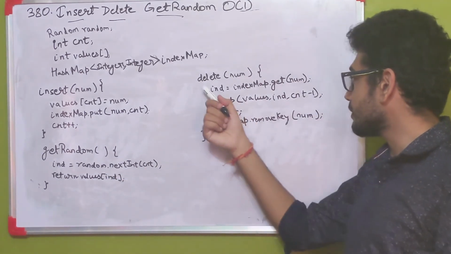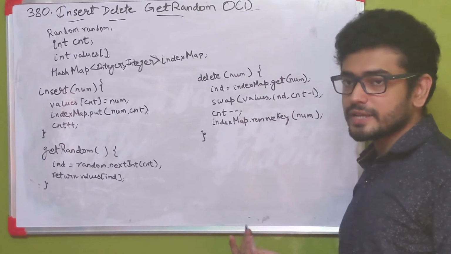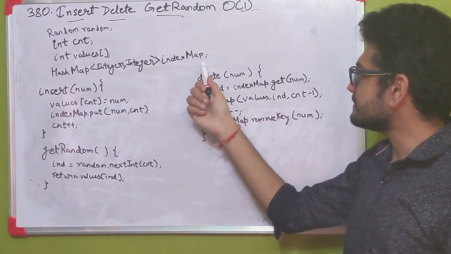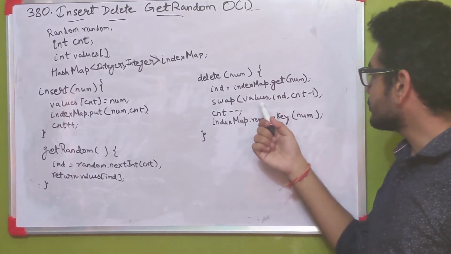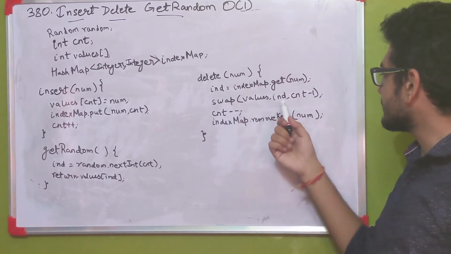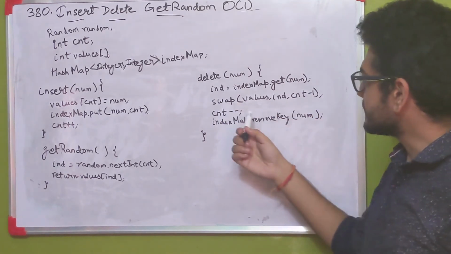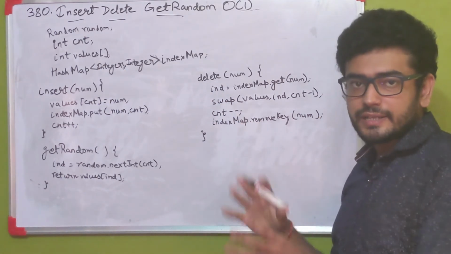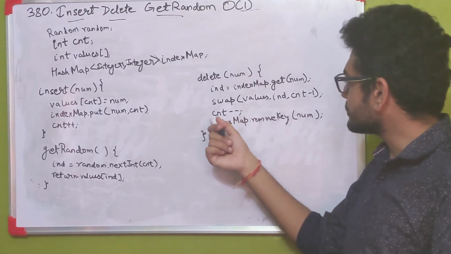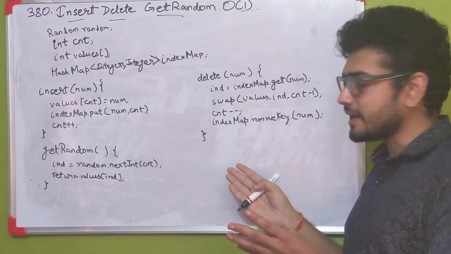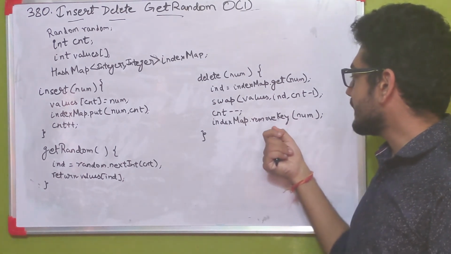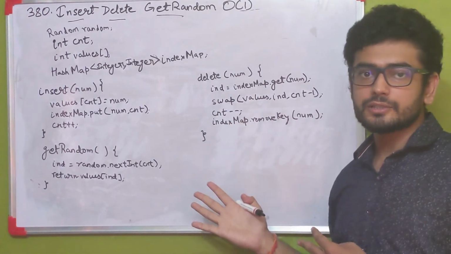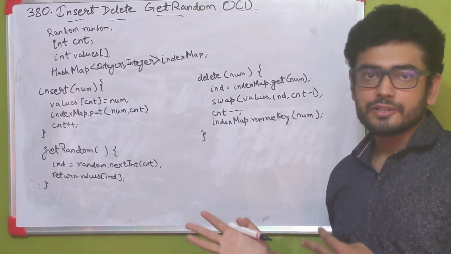Now the third and most important operation is the delete operation. We find the index corresponding to the number from the index mapping hash map. Then we swap the value at that index with the last element in the values array. Since we want to delete the last element that we have swapped, we reduce our counter. And since the last element has been deleted, we can safely remove it from our index mapping hash map. So this is the way we can perform all these operations in just O(1) time complexity. Thank you for watching this video.